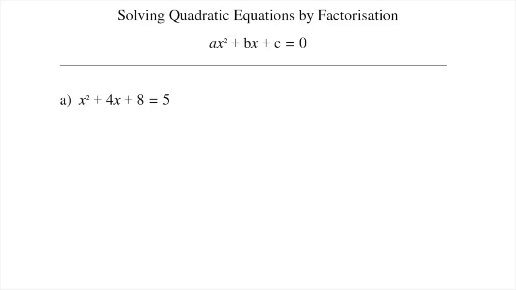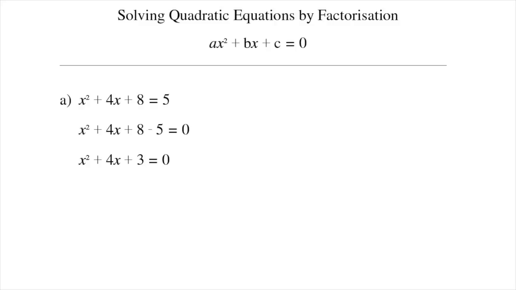Well, the first thing to do is look at the standard form of this quadratic equation, that is ax squared plus bx plus c is equal to 0. We have that x squared plus 4x plus 8 is equal to 5, so that x squared plus 4x plus 8 minus 5 is equal to 0, which implies that x squared plus 4x plus 3 is equal to 0. Now, we want to factorise the new left-hand side.